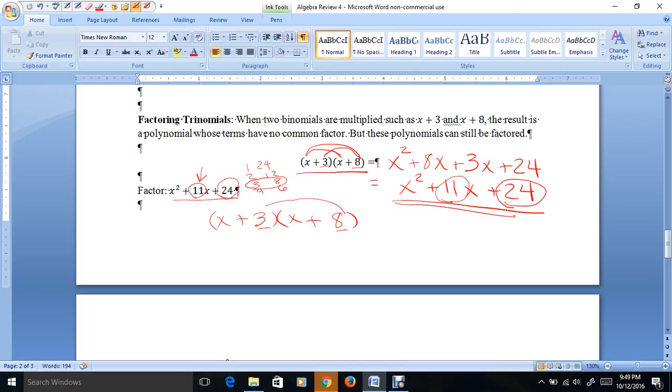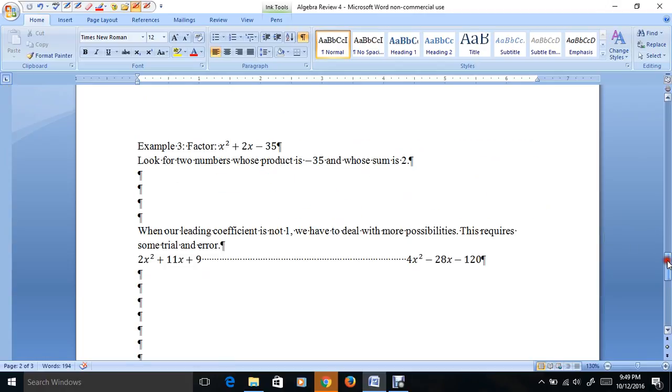So we're unfoiling trinomials. We're trying to break a trinomial up into two binomials. So let's look at some more examples. Alright, so we have this problem right here. We want to factor x squared plus 2x minus 35. So we're going to make two sets of parentheses, and we're going to put an x here and an x here to get x squared, our first term.